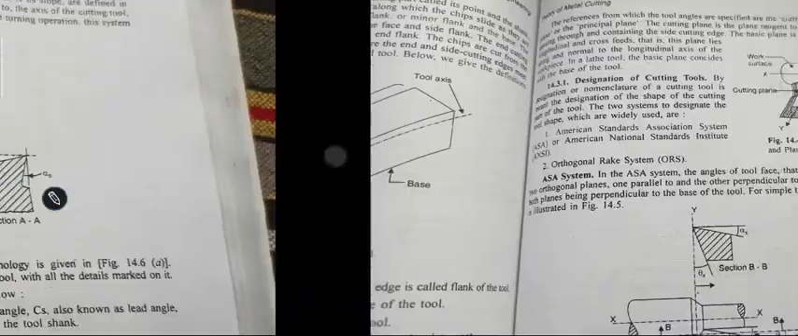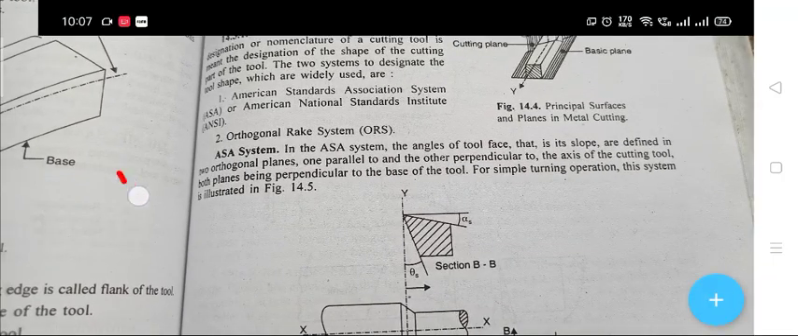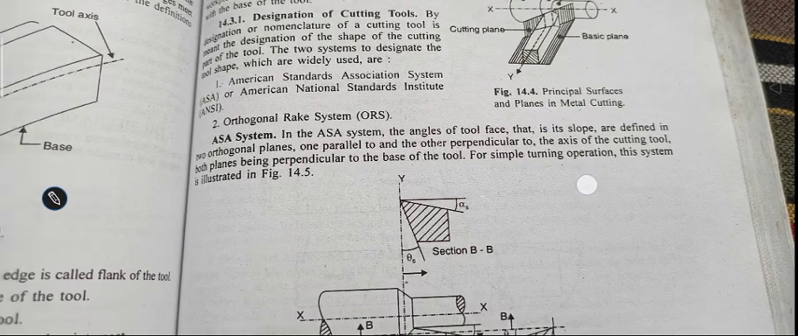So what is the representation of the ASA system? In the ASA system, the angles of the tool face and its slope are defined by two orthogonal planes: one parallel to the axis of the cutting tool and the other perpendicular to it, both planes being perpendicular to the base of the tool, for a simple turning operation, as per the diagram.